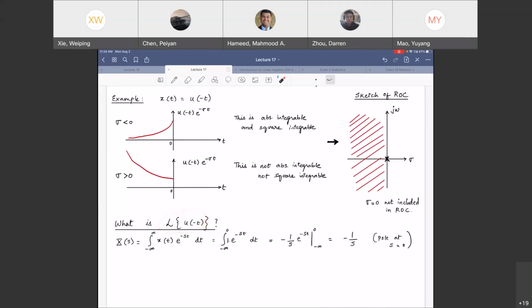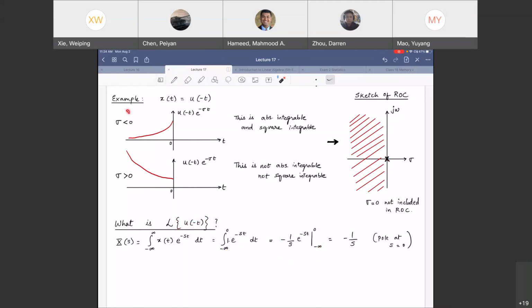Okay, what is the Laplace transform of u of minus t? Put your signal in your Laplace transform integral, e to the minus st dt. u of minus t is defined from negative infinity to 0, so I only get that. Its value is 1, times e to the minus st. Integrate, and you find the expression to be negative 1 over s. This will give you a pole at s equals 0. So for u of minus t, you have a pole at the origin. The Laplace transform is negative 1 over s.